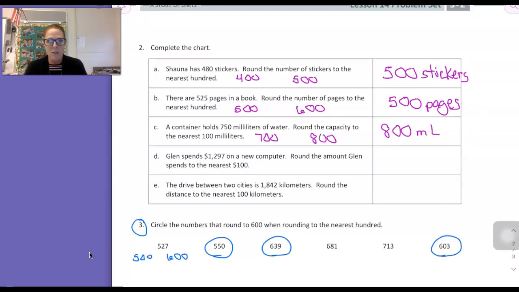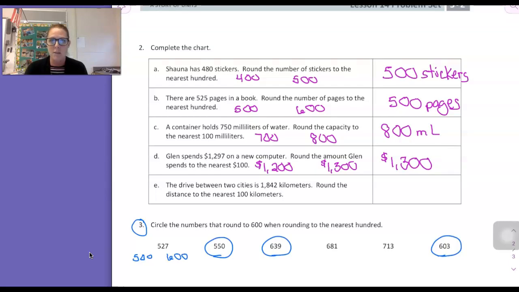Glenn spends $1,297 on a new computer. Round the amount Glenn spends to the nearest $100. Well, 1,200 is the lower 100. 1,300 is the higher one. When I think about my midpoint, it's 1,250. 1,297 is almost 1,300. So we're going to round up to $1,300.